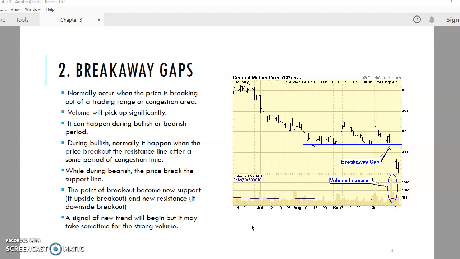But it may take some time for a strong volume. Okay, like I mentioned just now, if this gap is not supported by volume, then it may be temporary, or the gap might easily be closed again.